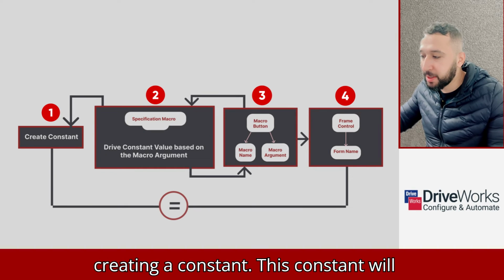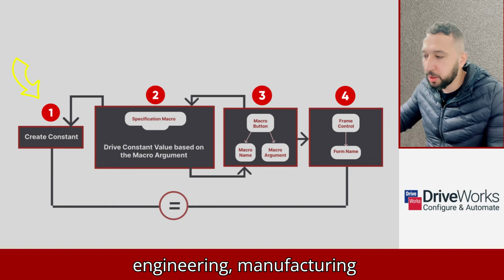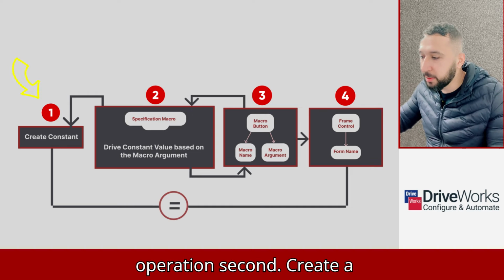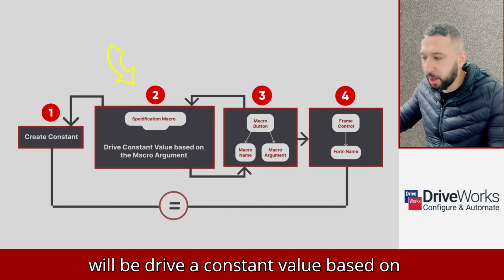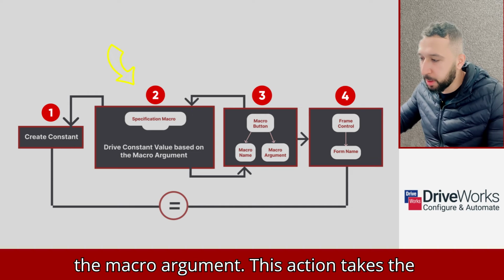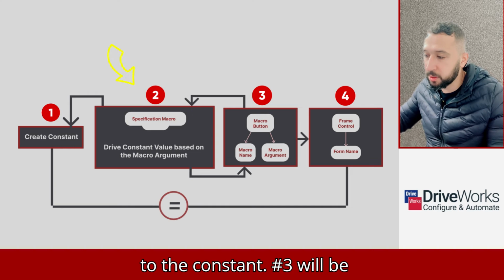First will be creating a constant. This constant will hold the value of the selected form, like engineering, manufacturing, or operation. Second, create a specification macro action. The action will drive a constant value based on the macro argument. This action takes the clicked button's argument and saves it to the constant.